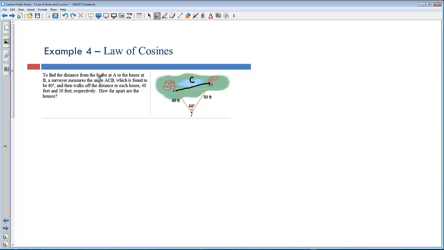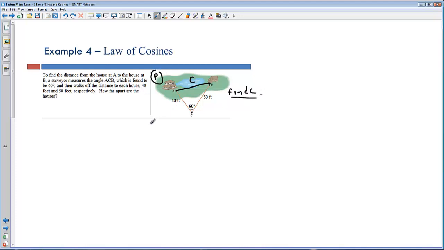A surveyor measures an angle ACB to be 60 degrees and then walks the distance to each house of 40 and 50 feet. So they did this 40 feet and 50 feet. How far apart are the houses? So this is sort of my picture, which is nice that they give it to me. And I want to find C.